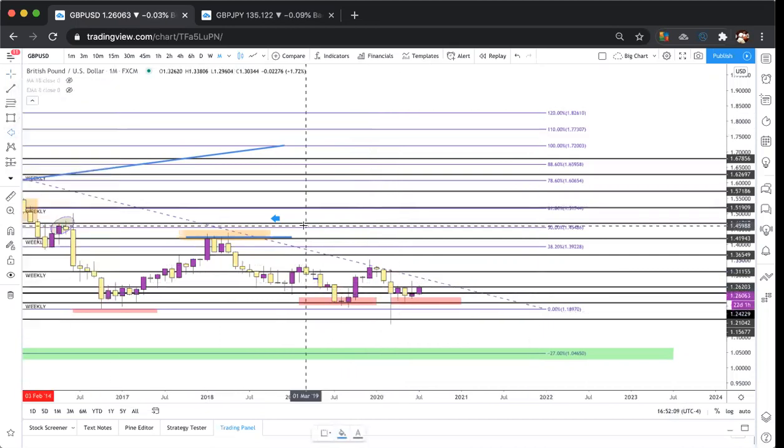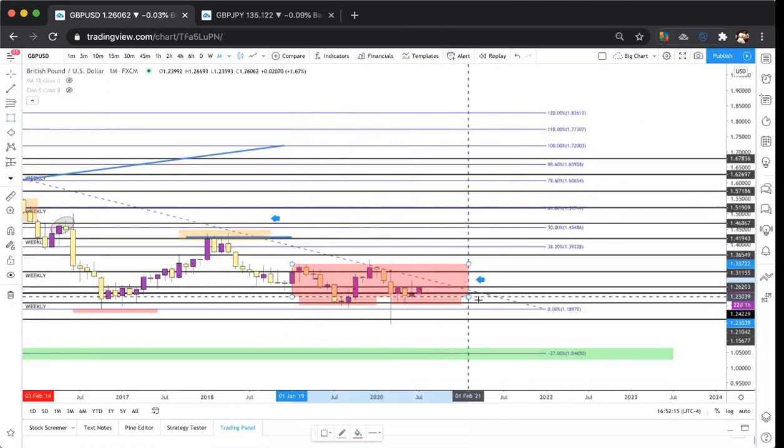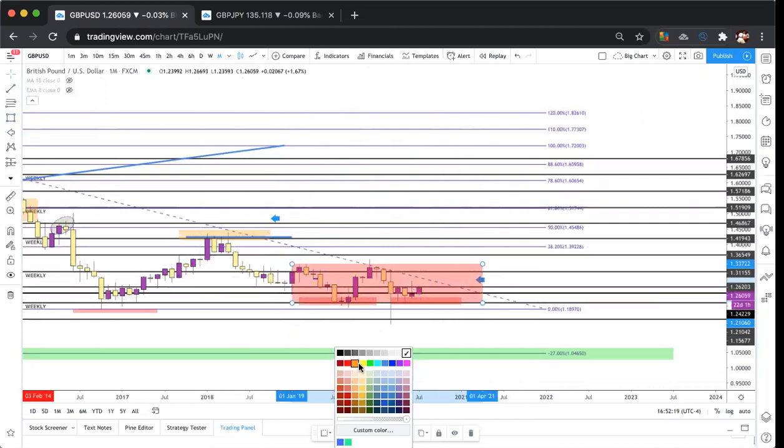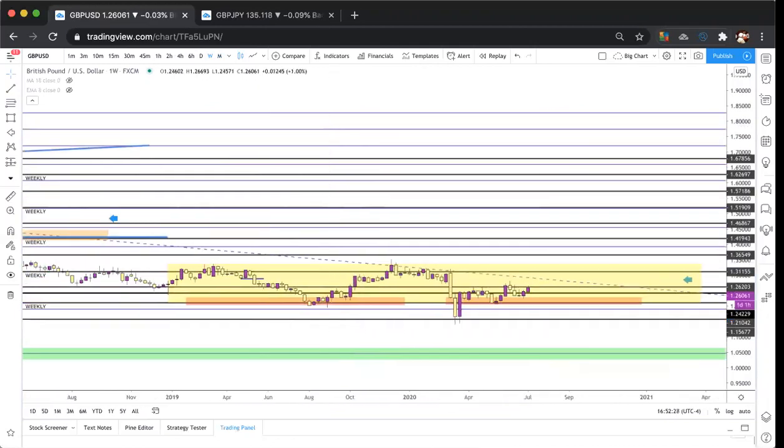So as you can see, the market's just been going sideways in this consolidation range. Right. So now that we got our overall, we work our way down to the weekly time frame.